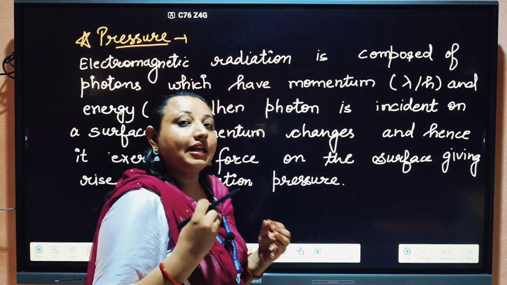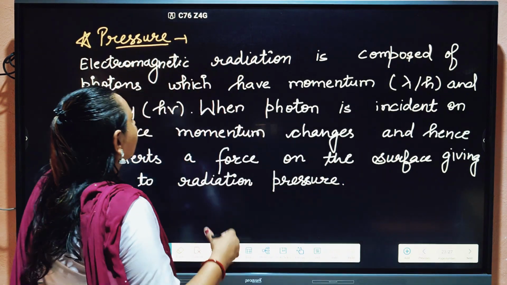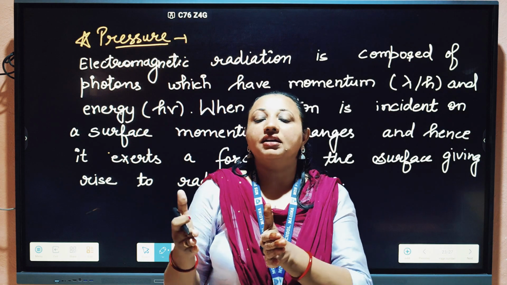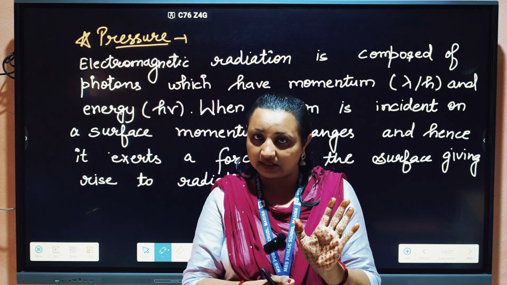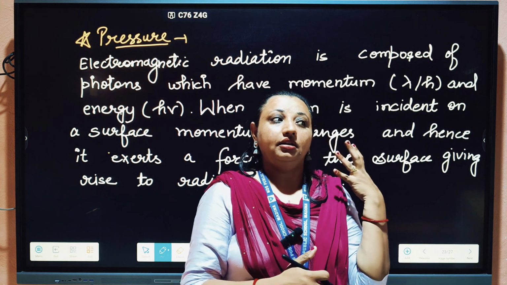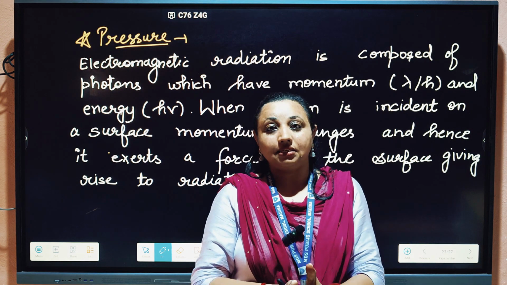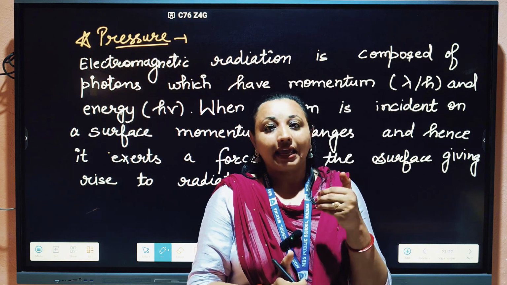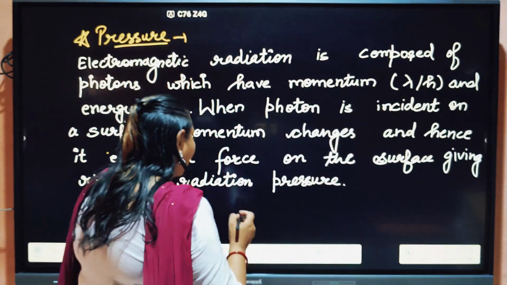Next, pressure. Electromagnetic waves also exert pressure. How can we say that? Electromagnetic radiation is composed of photons, because electromagnetic waves have the property of light and travel with the speed of light. They are a kind of light wave, right? So light has a dual nature. We have discussed it in previous classes, and we will also discuss the dual nature of light further. It has particle nature as well as wave nature. Particle nature means photon nature.